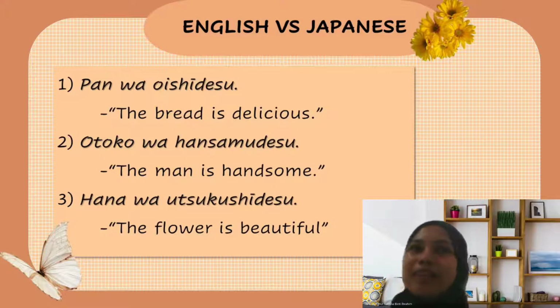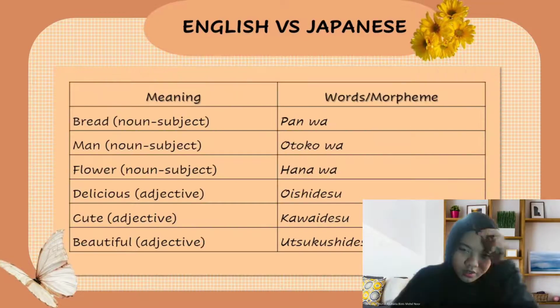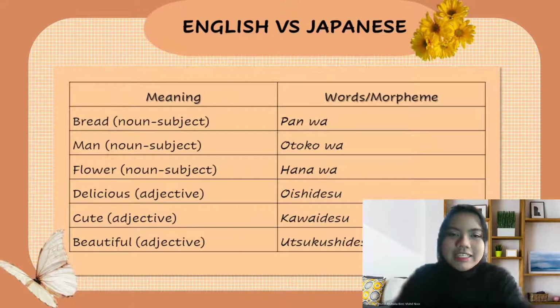Thank you, Syuhada. So, by just comparing the first and second sentence, you should be able to identify the words related to bread, man, and flower. You will probably realize that the subjects also appear before the adjectives in Japanese. As we can see now is the table which represents the meaning of the Japanese words.